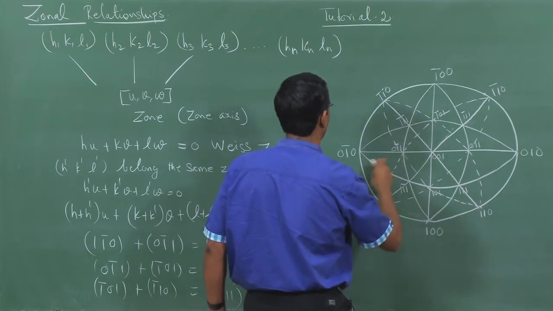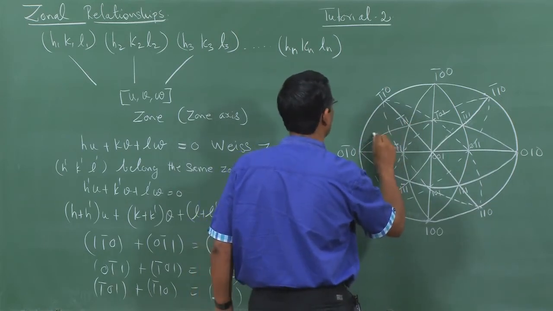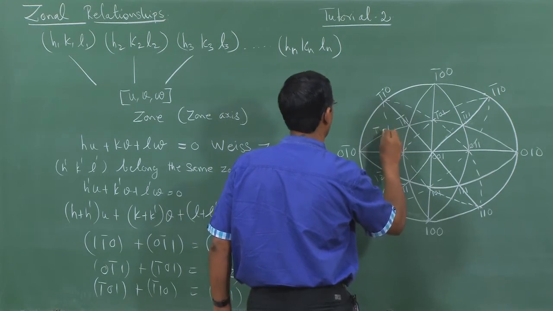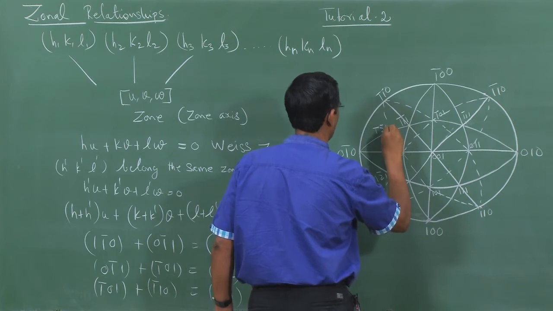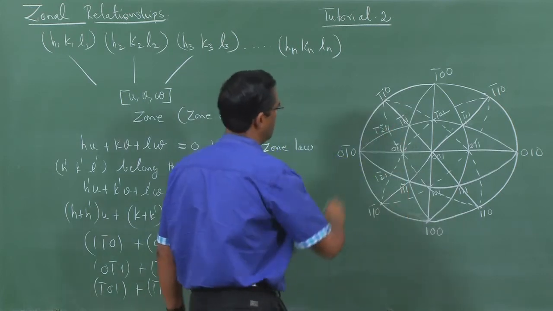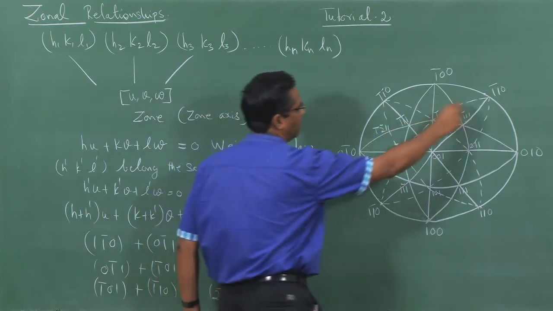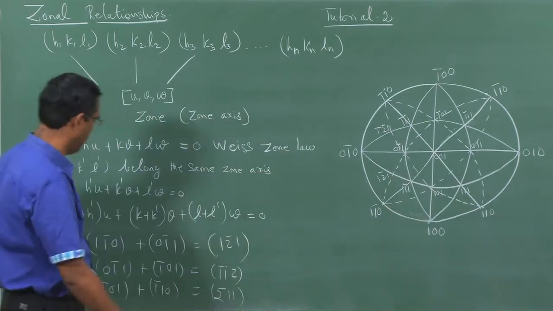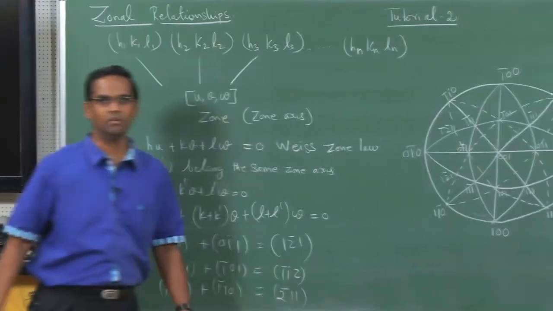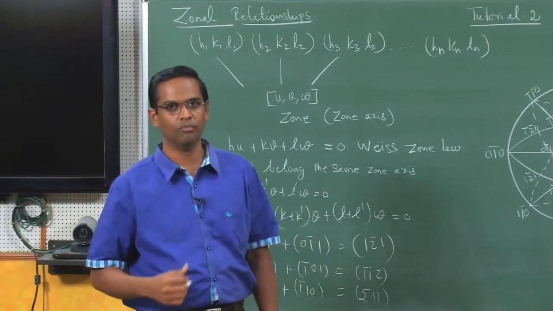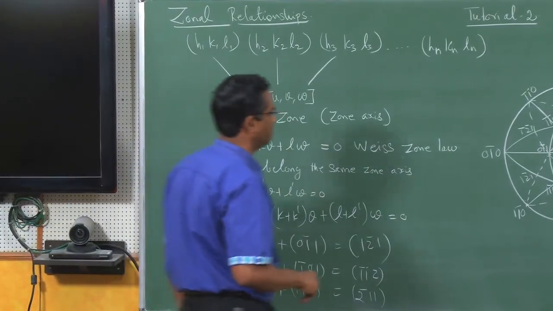For example, if you add these two, bar 1 and 2 bar and 1. So, 1 bar 2 bar 1. Like that you can keep on generating this pole by this kind of relation. Since it is highly symmetrical, it is very easy to find out these kinds of poles.